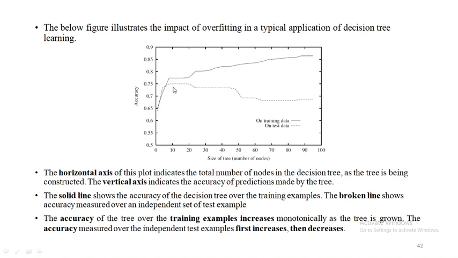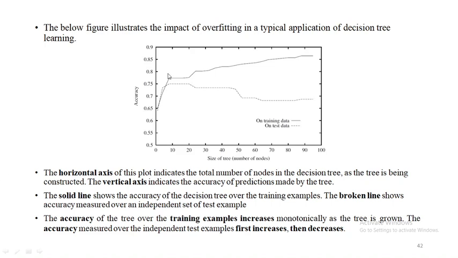So it is measured over a set of independent test examples. The accuracy of the tree over the training examples increases monotonically as the tree is grown, right? As the tree grows, your accuracy will go on increasing. The accuracy measured over the independent test examples first increases, then decreases, right?